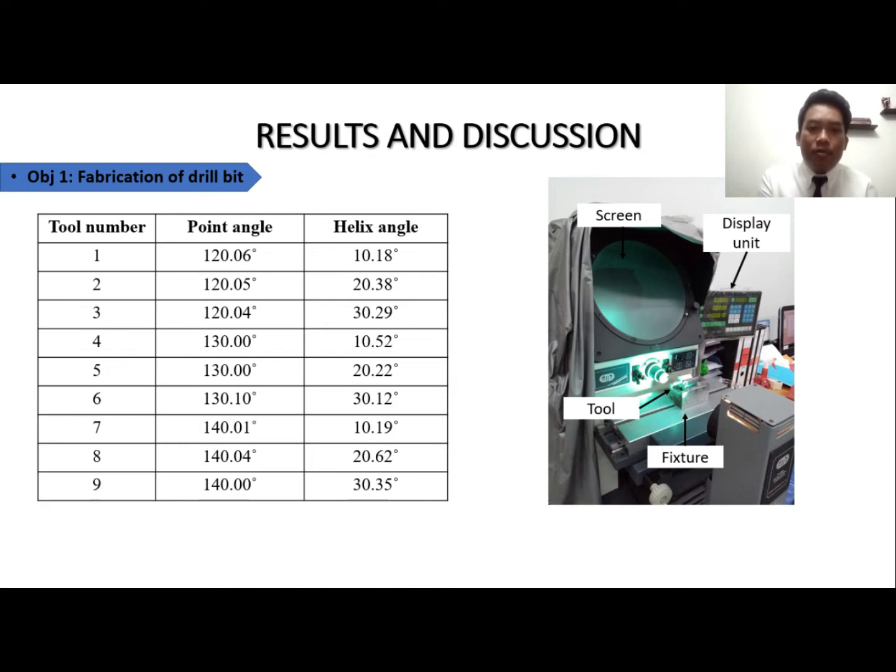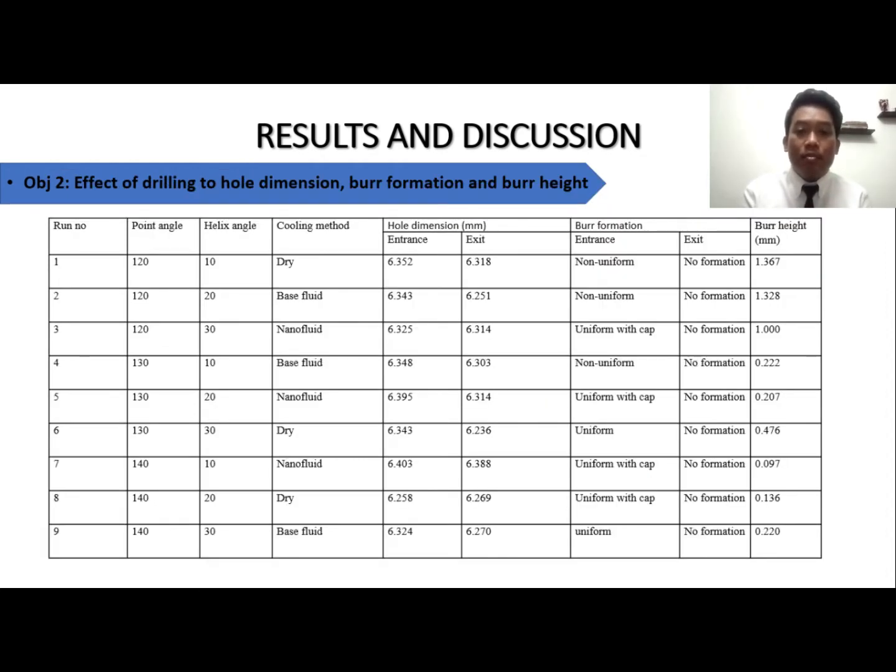From the outcome of the measurement, it shows that all the drills that have been produced follow the requirement needed for the experimental study, based on the numbers measured for the point angle and the helix angle. And this is the summary for objective 2, for the hole dimension measurement, the type of burr formation, and also the burr height that has been recorded from the experimental study.